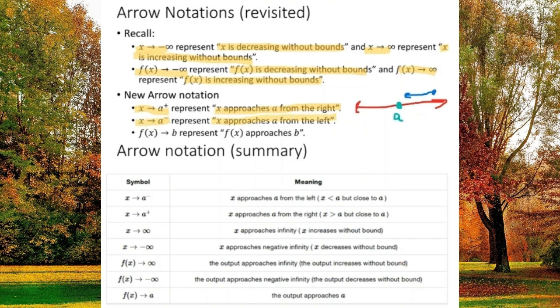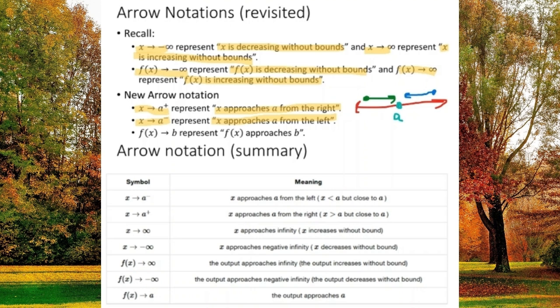To represent that with the arrow notation, we're going to write x approaches a, and we're going to use a superscript of a minus sign. What approaching a from the left means is we're going to start at some location to the left of a, and we're just going to move our way closer and closer to a. Keep in mind that the plus and the minus are not exponents. These are just to represent which side of a x is approaching from.